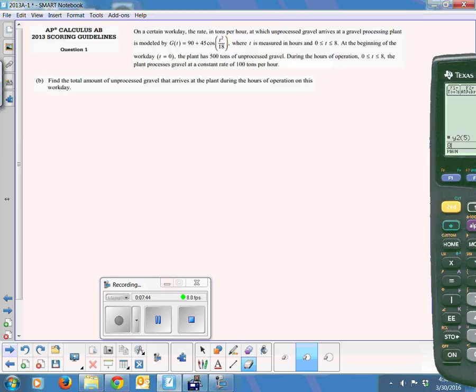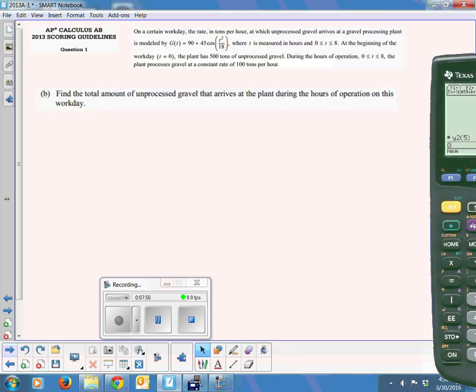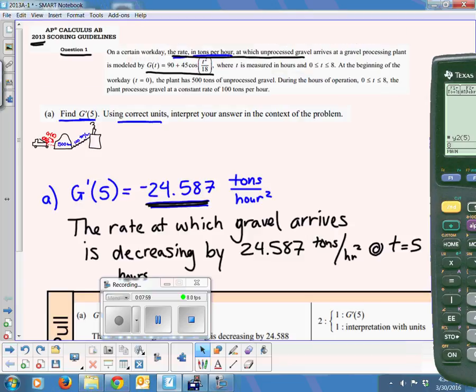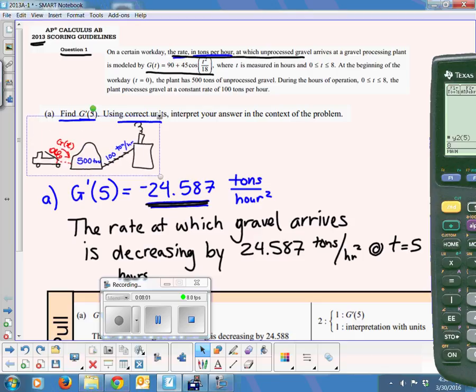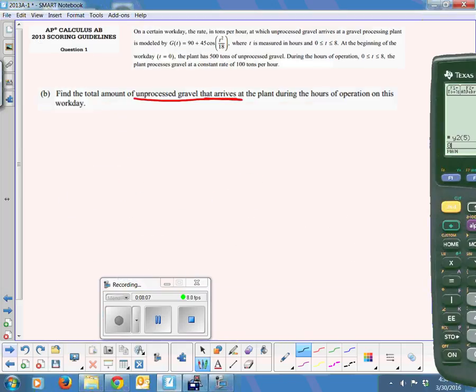Part B says, find the total amount of unprocessed gravel that arrives. So notice, if we go back to the picture, we don't care about the total amount in the pile, we just want the total amount that arrives at the plant during the hours of operation. Well, that's from 0 to 8.